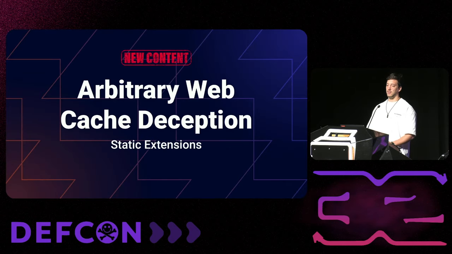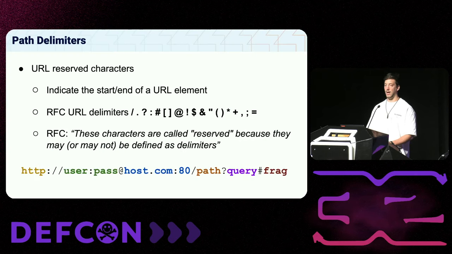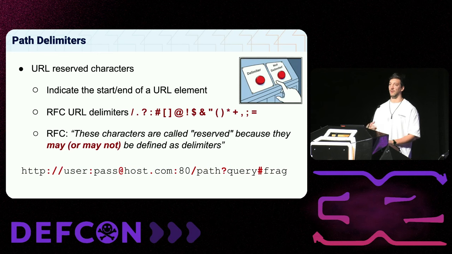So I started looking at different ways to obtain arbitrary web cache deception, which is basically obtaining the same thing, but for any kind of endpoint that we want. To do this, I started looking at how the path is obtained at each stage. The path is obtained from a URL by using delimiters, which are characters that can be used to know where each part of the URL starts and ends. There are a lot of them defined by the RFC. The URL has things like the scheme, the credentials, the host, the path, query, and fragment, and to split each of them we need these delimiters.